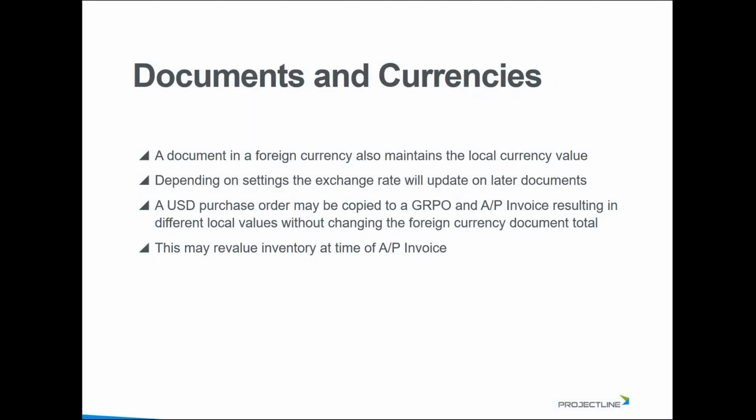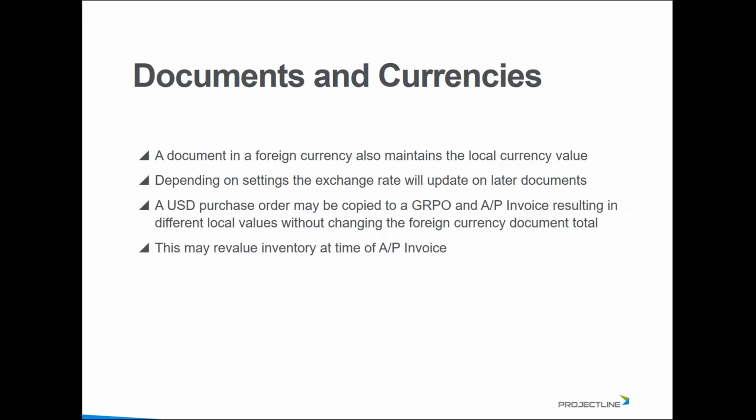So now we'll talk about documents and currencies. A document that's in a foreign currency also maintains the local currency value. Depending on the settings, the exchange rate will update on later documents. So for example, a US purchase order can be copied to a goods receipt PO and then to an AP invoice, and that can result in different local values of that chain, even though the foreign currency document total didn't change. One of the impacts of that is it may revalue inventory at the time of the AP invoice.